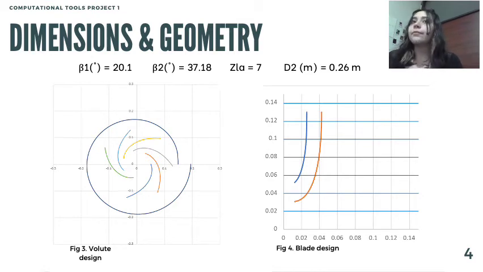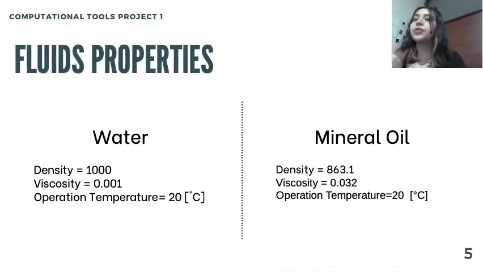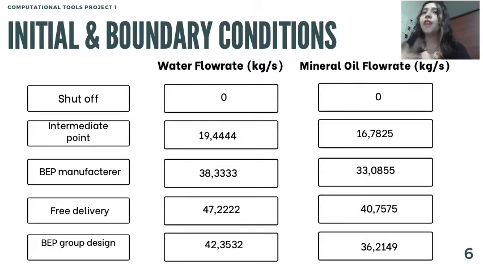For the simulation we used two different fluids, water and mineral oil, at the same operating temperature but varying their density and viscosity. Here we can see the initial and boundary conditions. We use the density to determine the mass flow rate. It's important to say that we use steady flow, constant density, and segregated flow for our simulation.